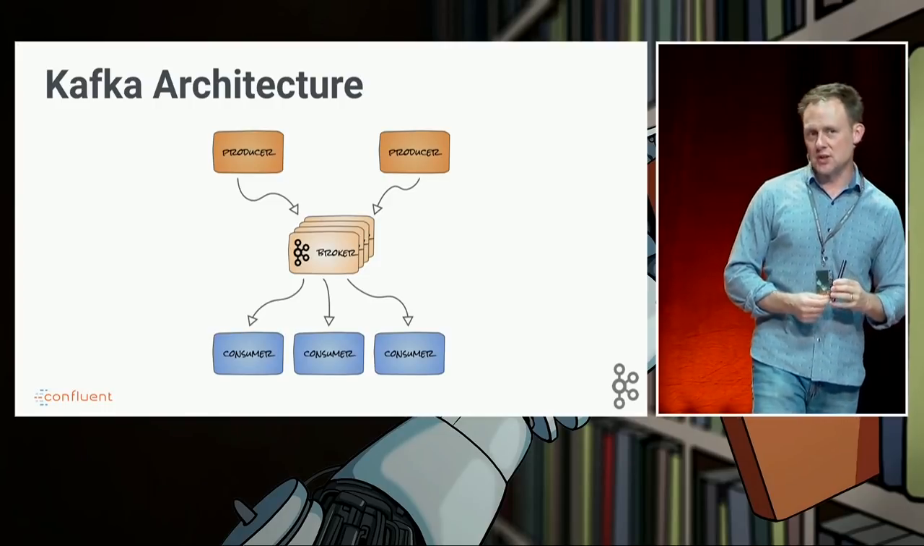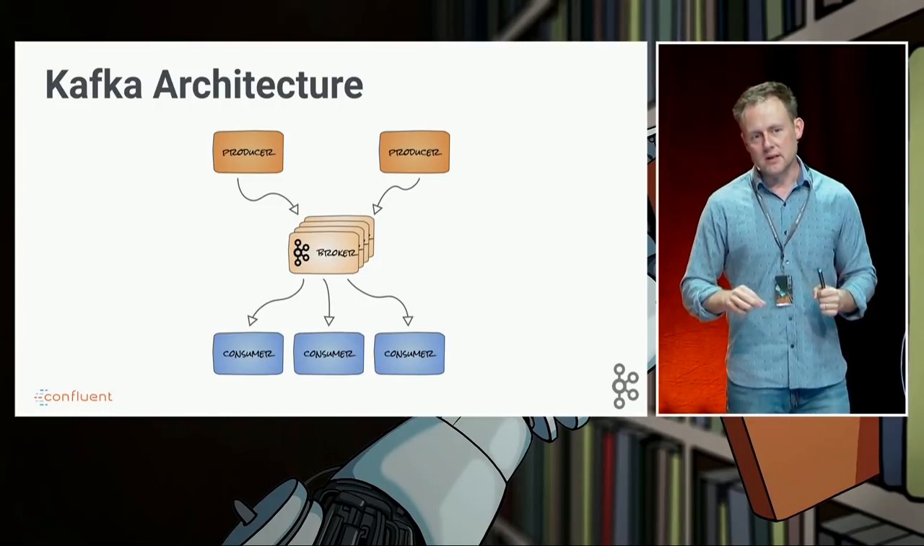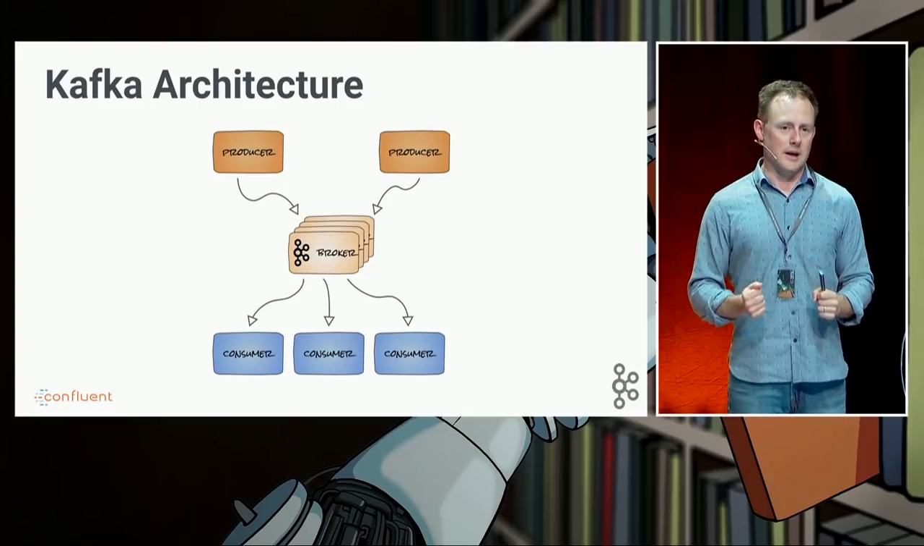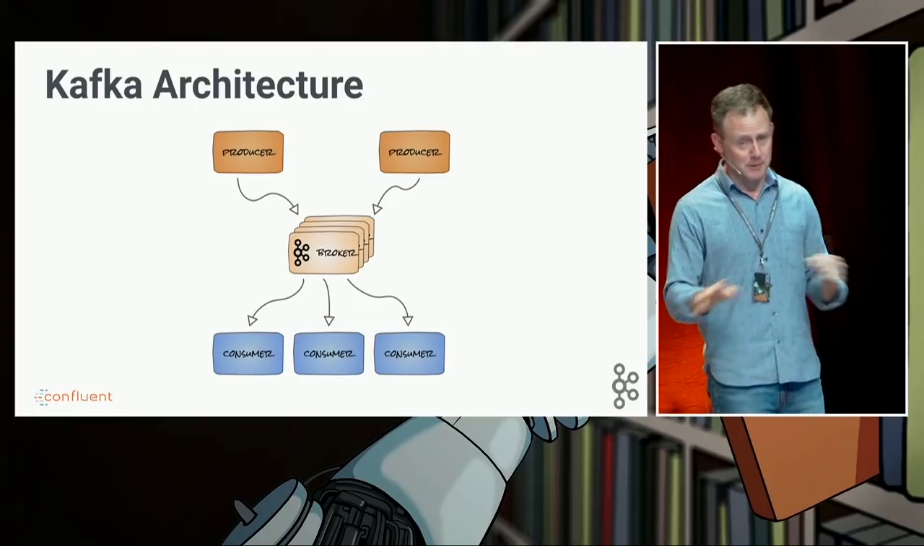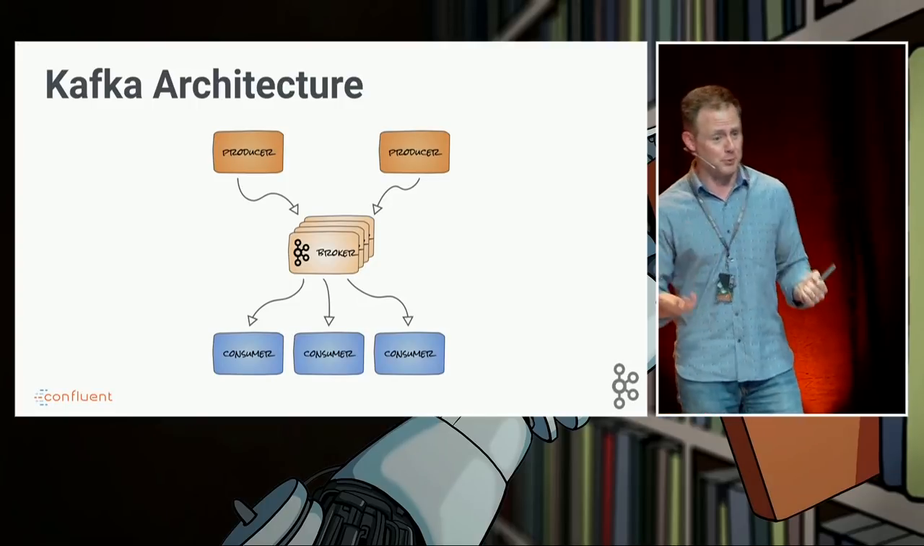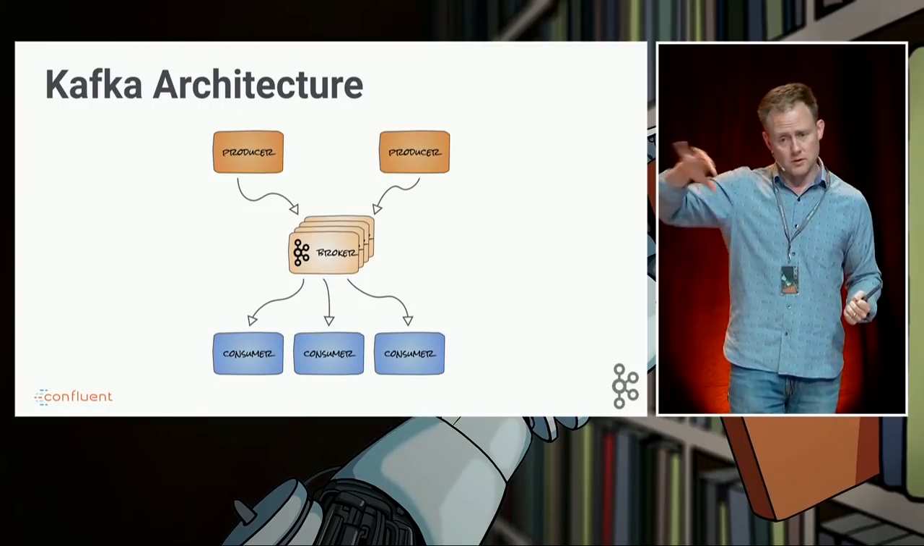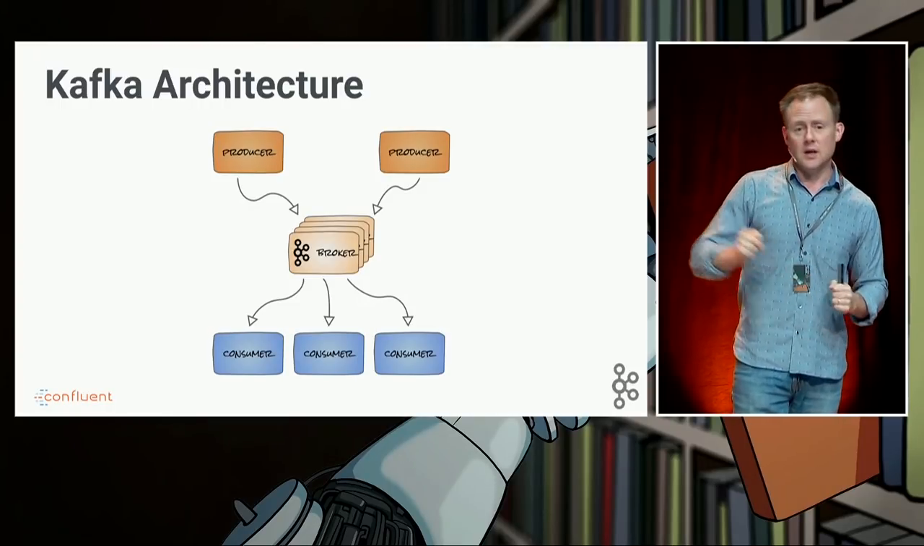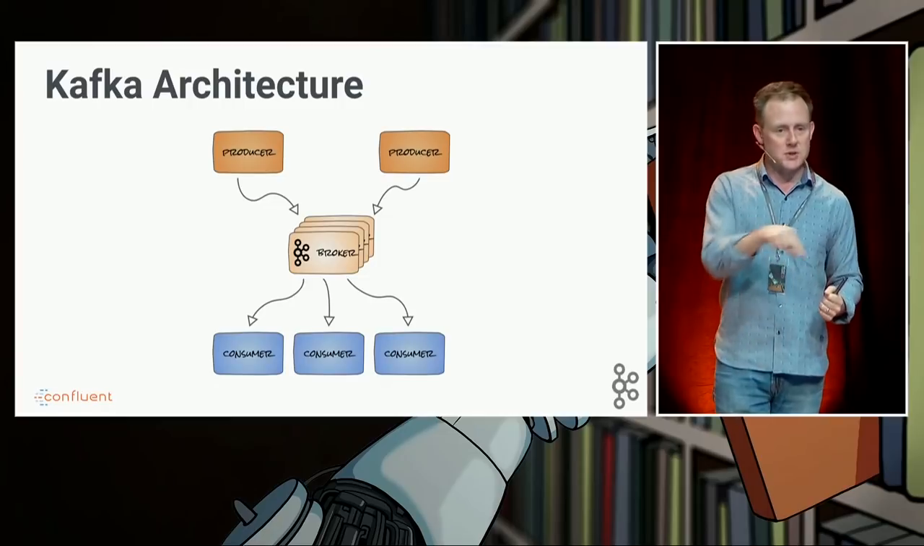Every application that puts messages into Kafka is a producer. And that producer is an API, a public API, and it's even a public wire protocol, so you can write your own language binding for it if you want, to get messages into topics in Kafka.